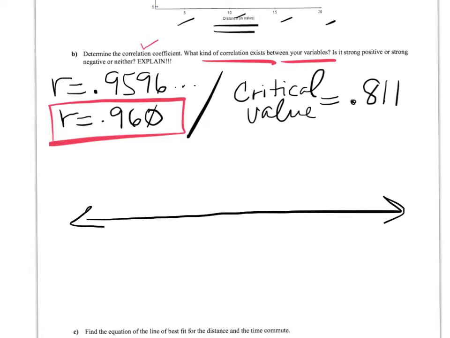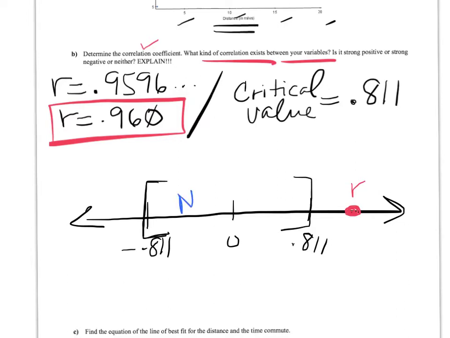Once we have our critical value, it helps to make a sort of picture of what's happening and include your critical value, both the positive and the negative. So you can go ahead and make your regions here and then see exactly where your R value lands. Here's my R value because it's greater than 0.811, and we basically have the no relationship region, and then outside is where we have our relationship.